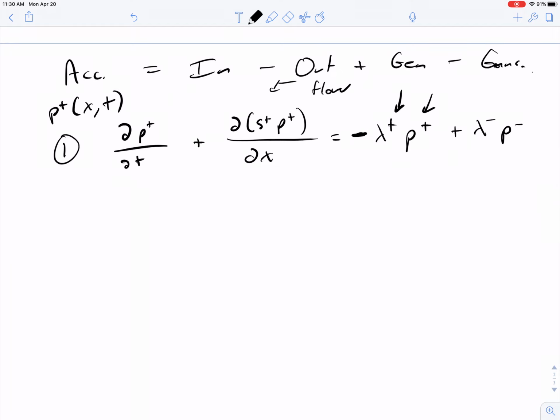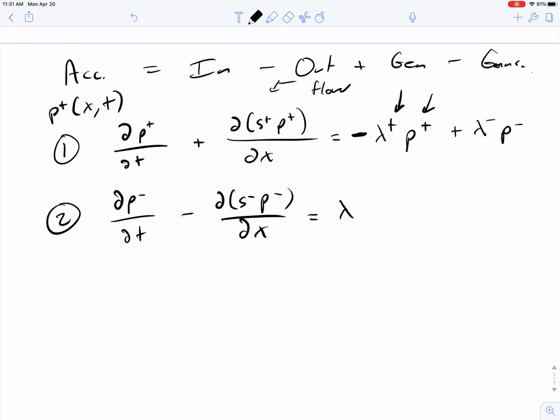So we have equation 1, we have equation 2, which is the particle density in the minus direction. But here we have to account for the fact that the speed is pointing to the left, hence the minus sign for the speed moving to the left. Okay, now after a particle moving in the plus direction changes directions, it becomes a particle moving in the left direction. So every one you lose from the plus, you gain in the minus, and vice versa. Minus, lambda minus, p minus.